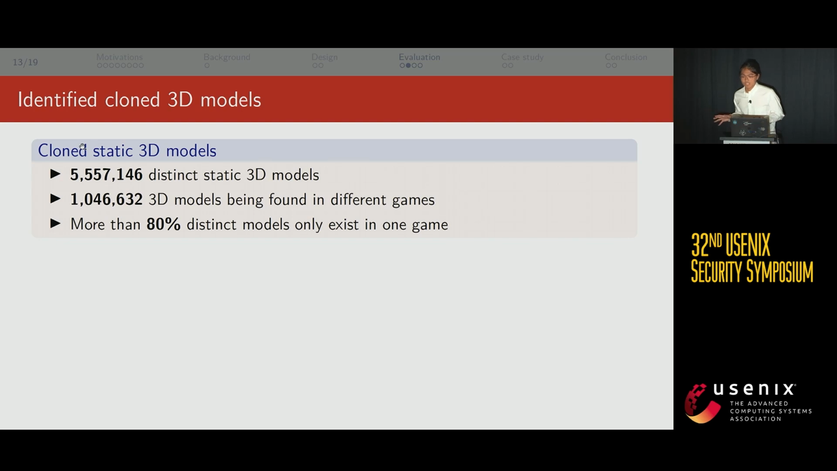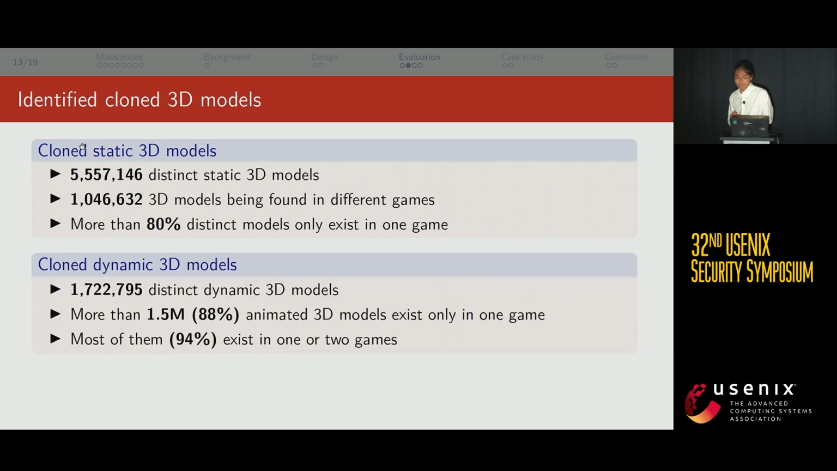All right, now we can identify the cloned static models by applying our algorithms, and we found there are over 5 million distinct static 3D models, and over 1 million 3D models are found in different games, which means more than 80% of distinct models only exist in one game.